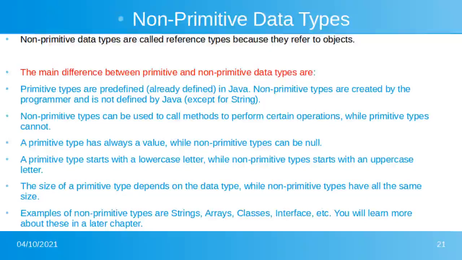A primitive type always has a value, while non-primitive types can be null. A primitive type starts with a lowercase letter, while non-primitive type starts with an uppercase letter. The size of a primitive type depends on the data type, while non-primitive types all have the same size. Examples of non-primitive types are strings, arrays, classes, interfaces, etc. You will learn more about these in a later chapter.